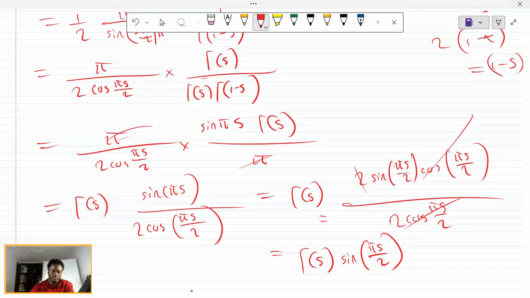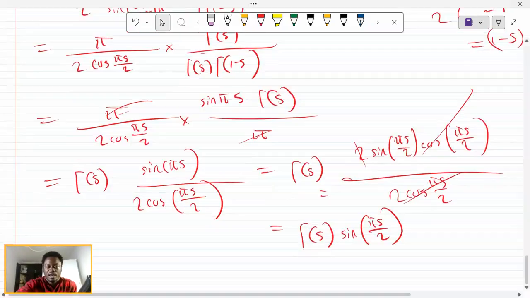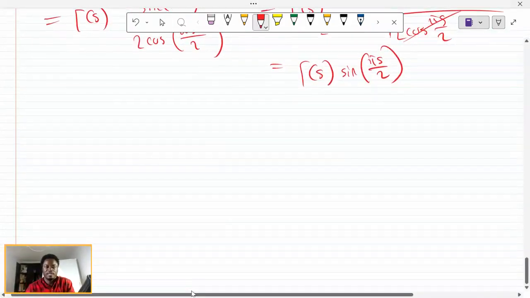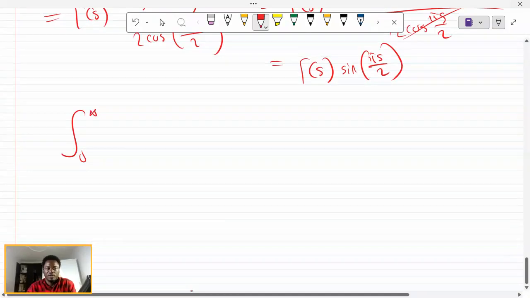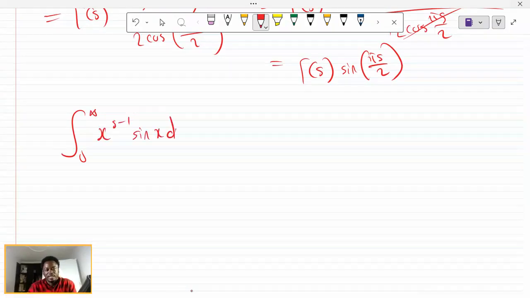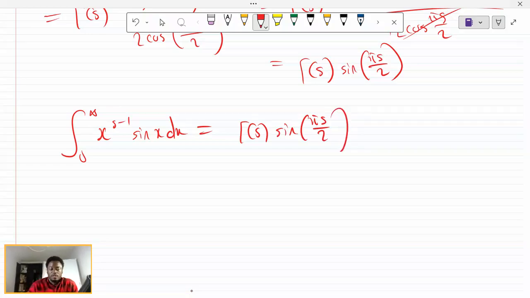So this is the Mellin transform of the sine function. And we can safely conclude that the integral from 0 to infinity of x to the s minus 1 sine of x dx is equal to gamma of s times sine of pi s over 2.